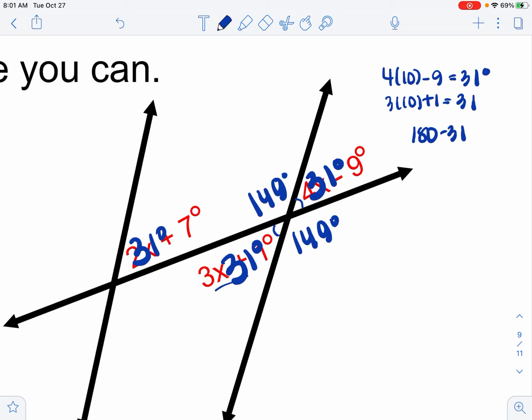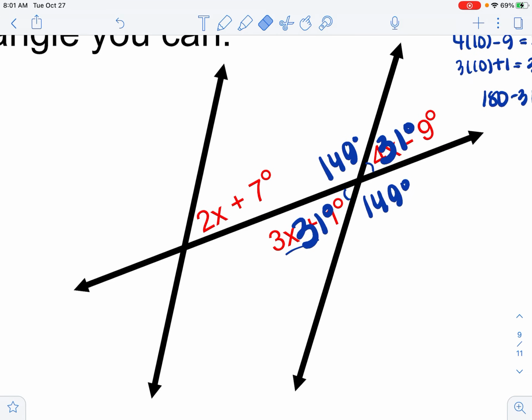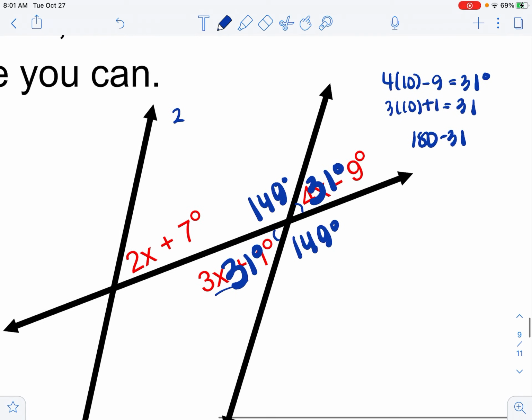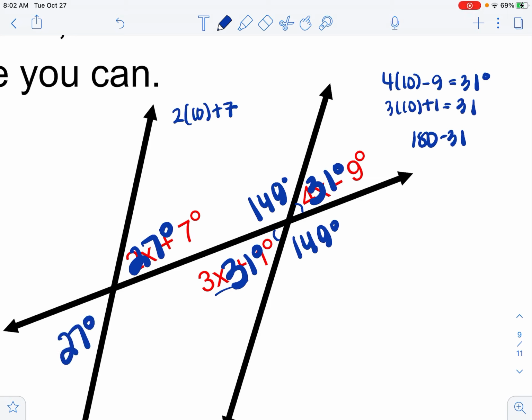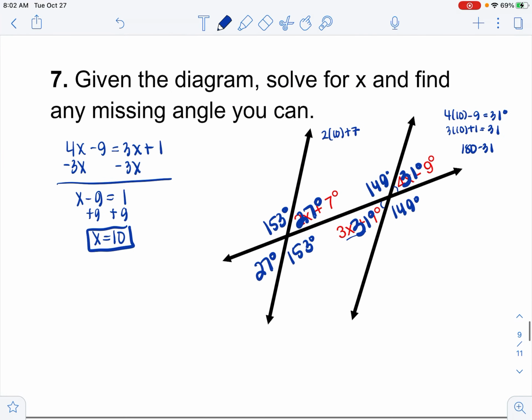So the biggest mistake people will make is they'll put 31 here, 31 here. No, right? These are not parallel lines. So I need to plug in x there. 2 times, what was it again? 10. 10 plus 7. That is 27 degrees. This is 27 degrees. And then if I do 180 minus 27, I get 153 degrees. Okay? So why don't we have 2 different numbers and we have 4 different numbers? And that's because we were never given that those lines are parallel.